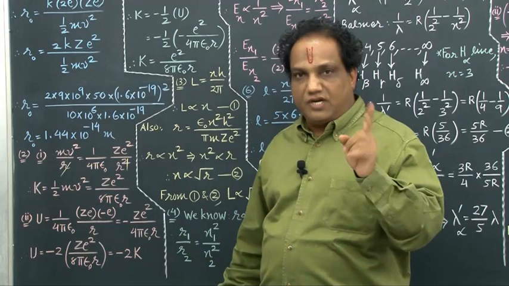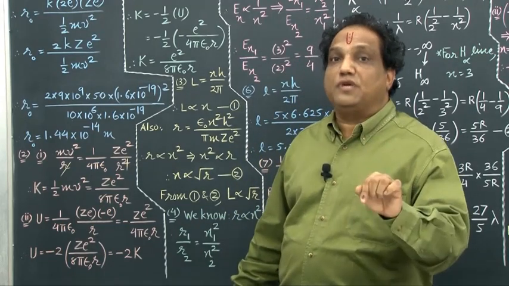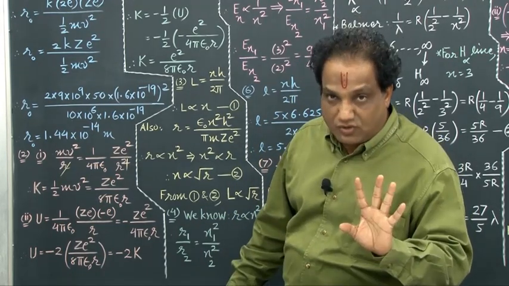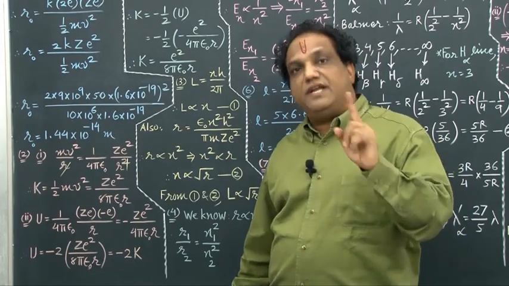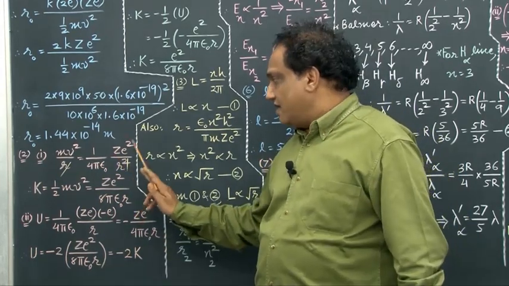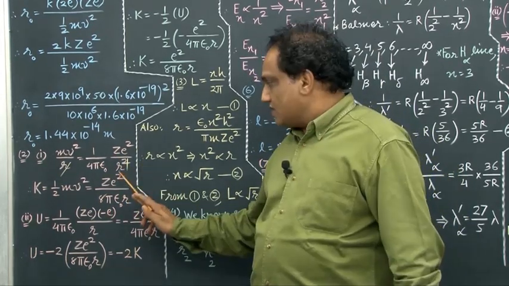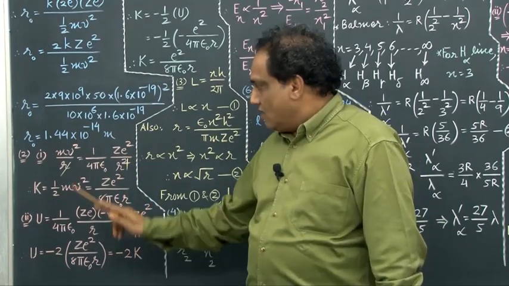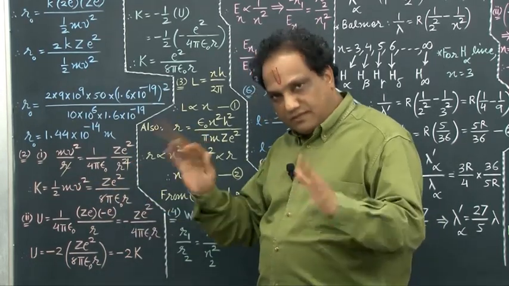Q1 is Z into E, into Q2, the magnitude of charge of electron, so it is E. ZE into E, that is ZE square upon R square, correct? One R is getting cancelled.